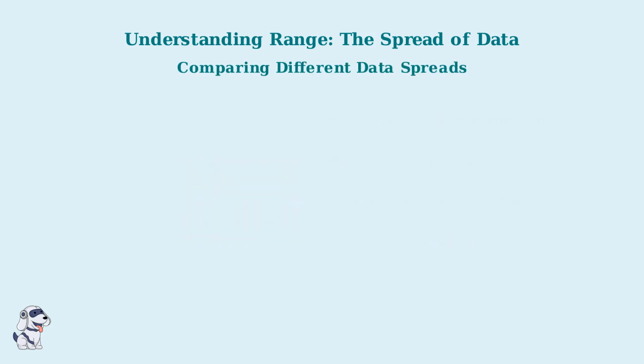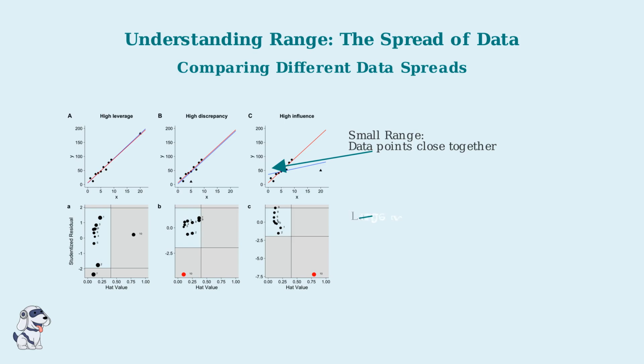Range helps us understand how spread out our data is. Let's compare datasets with different ranges to see this concept in action. Different datasets can have very different ranges. When data points are clustered closely together, we get a small range. When data points are spread far apart, we get a large range.